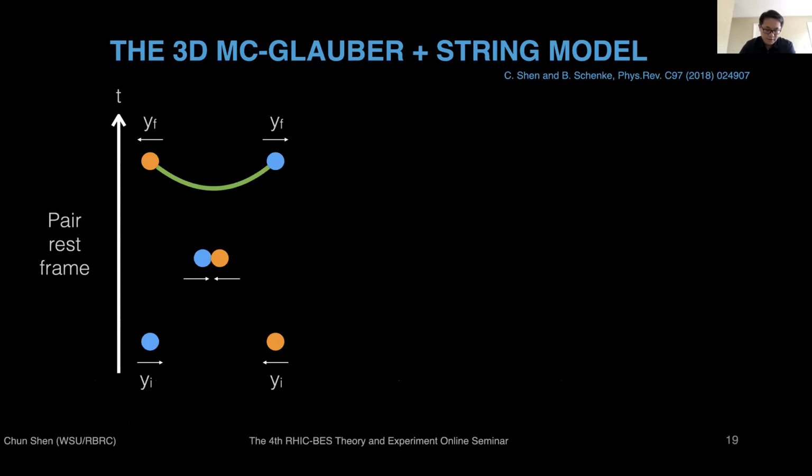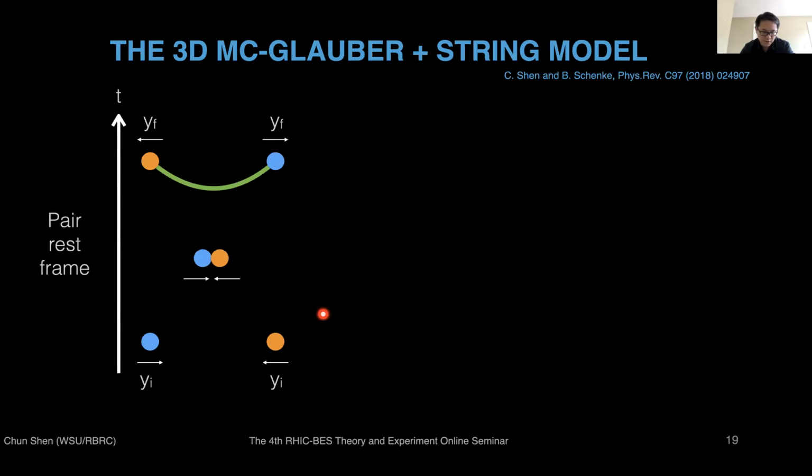So far I have told you just the simplest extension to 3D. As a theory, we actually want to do better and be more microscopic. Here I just highlight one example where we want to describe some microscopic physics during these collisions. This is the 3D Glauber plus string model, where we introduce event-by-event fluctuations, as well as try to model the energy loss of these incoming nucleons or incoming pair of quarks.